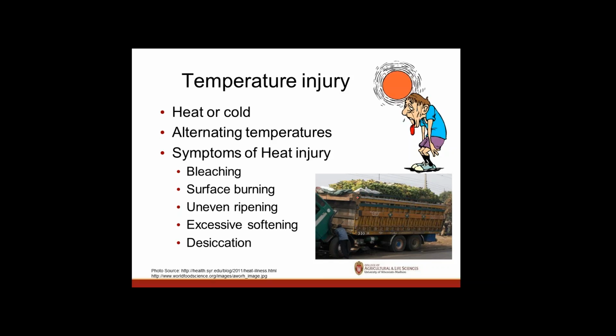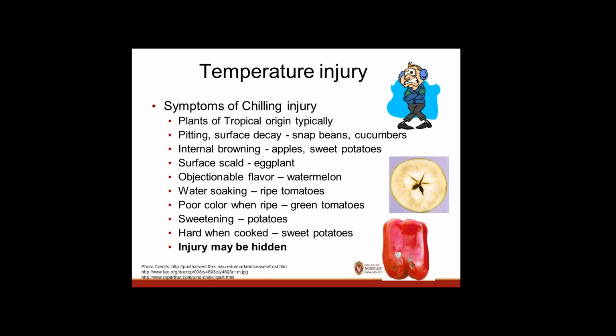So I put this on this picture. You've got a load of, I'm not sure, it looks like maybe cantaloupe or watermelon here, maybe watermelon, and you've got a broken down truck. That's an issue because this stuff is high respiration rate, and you really need to get it to a place where it can be chilled in order to maintain that quality. Then on the other end, we've got the chilling injury. So tropical origin type fruits and vegetables, that can happen pretty rapidly. It can be things like pitting and surface decay, so snap beans and cucumbers. Cucumbers, if you get them too cold, they will deteriorate, and we'll show you some pictures of that.